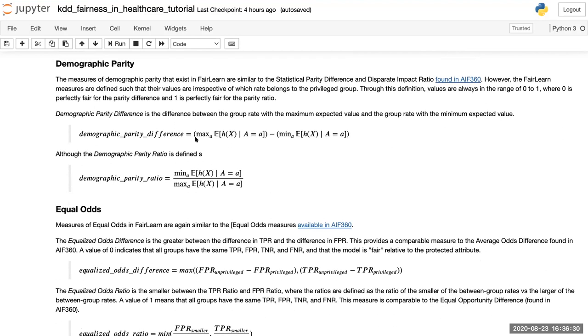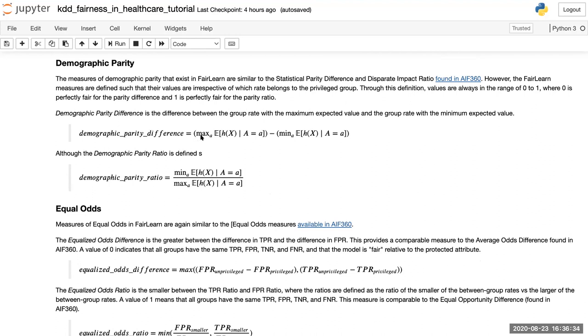So just to quickly highlight the differences in the definitions of demographic parity, you can see here they define the difference in the ratio according to whichever rate is higher between two groups, or between all of the potential groups in the protected attribute. So that frees them from deciding which attribute is the privileged group.